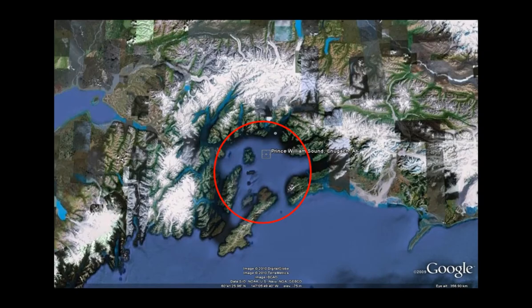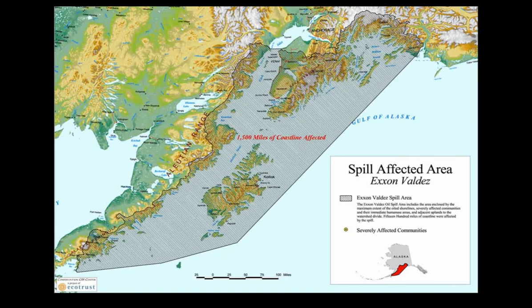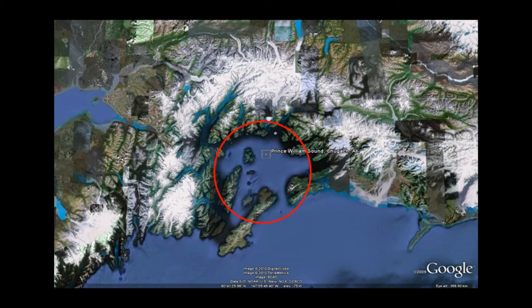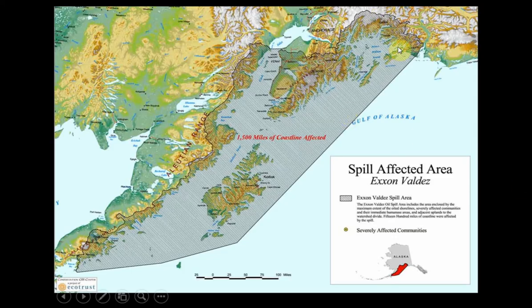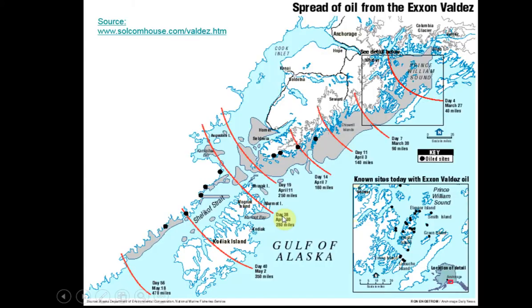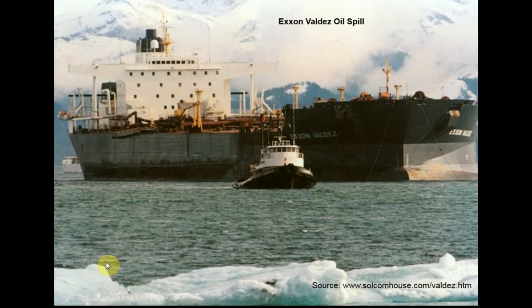And that's Prince William Sound. And this is the area. So Prince William Sound, you see there, that little harbour. Basically, Prince William Sound in this map is right up here. So the area affected by the oil spill was enormous, and it was a pristine area. You can see this map shows it starts up here, and it basically spread southwest along the coast. And that's a picture of the Exxon Valdez aground.